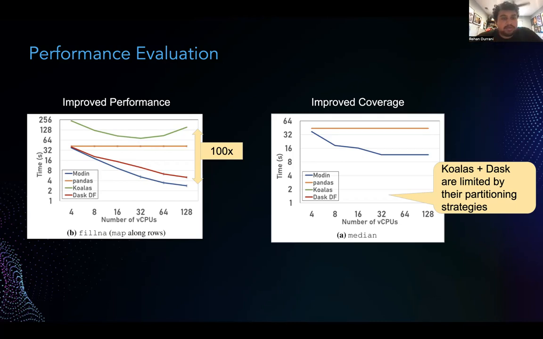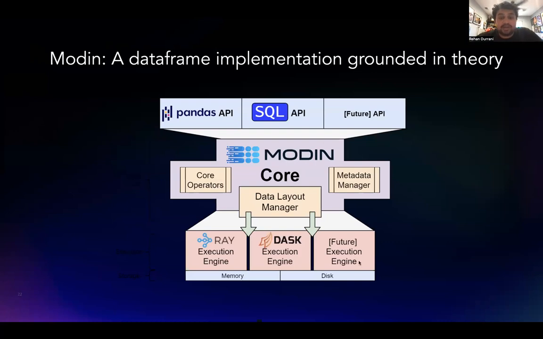But the really neat thing about Modin is, like we said, there's modularity, right? So it doesn't really matter if you want to use Ray or Dask. You can always plug in your own distributed execution engine, and you would just need to write a shim layer of like, hey, here's how I get data and put data into my execution system, and here's how I submit tasks and get the results from tasks and stuff like that.